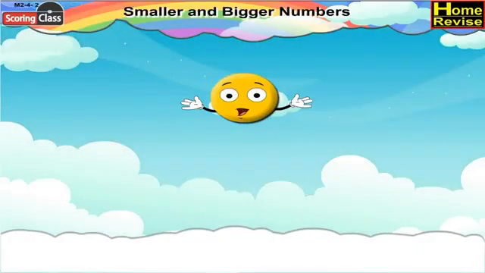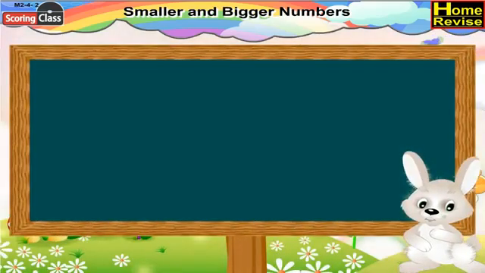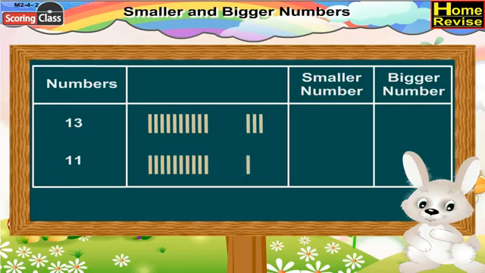Smaller and bigger numbers. Now children, among these numbers, let us find which number is bigger and which number is smaller. Now, we have 13, 11. In order to find the bigger number and smaller number, first we'll draw 13 lines for number 13 and 11 lines for number 11.